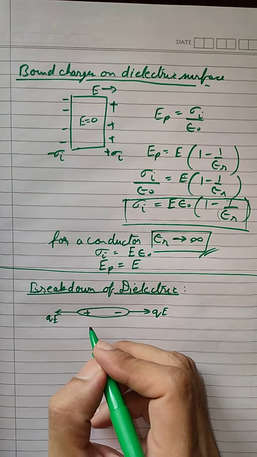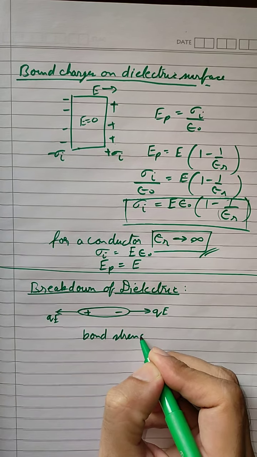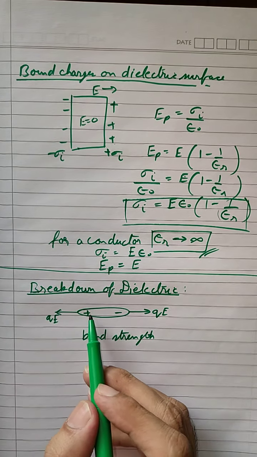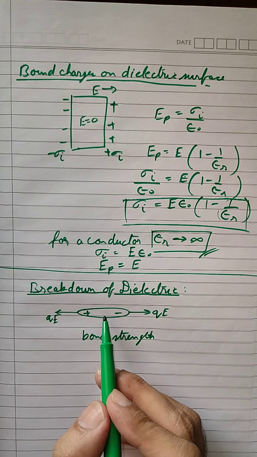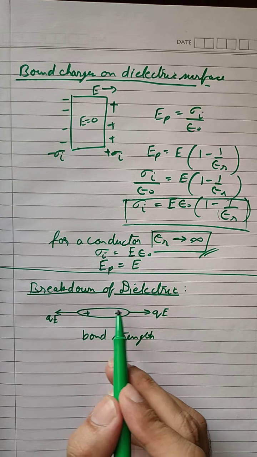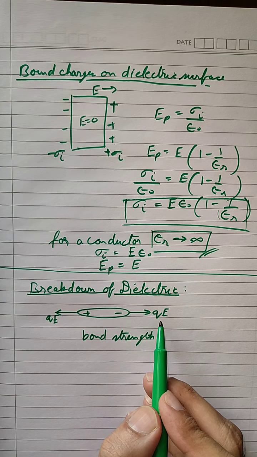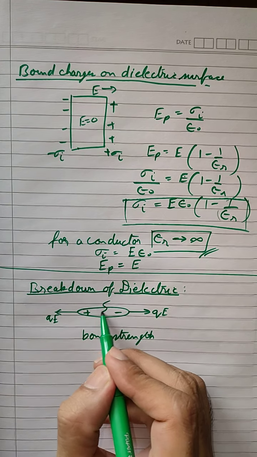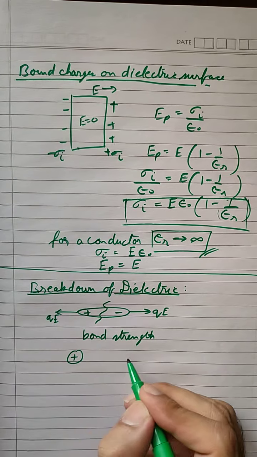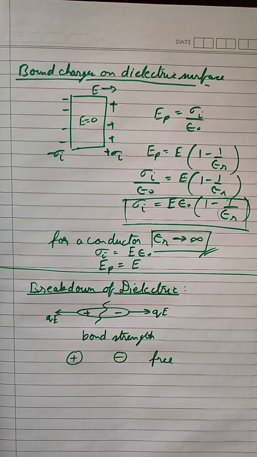Now we know that every molecule is defined by its bond strength. That is the strength between the positive and negative domain of each molecule, the strength that is keeping this domain in its place. Now if the external force qE, because of the external electric field, becomes larger than this bond strength, that means the bond will break and the plus charge and the minus charge will become free. This is called the breakdown of dielectric.